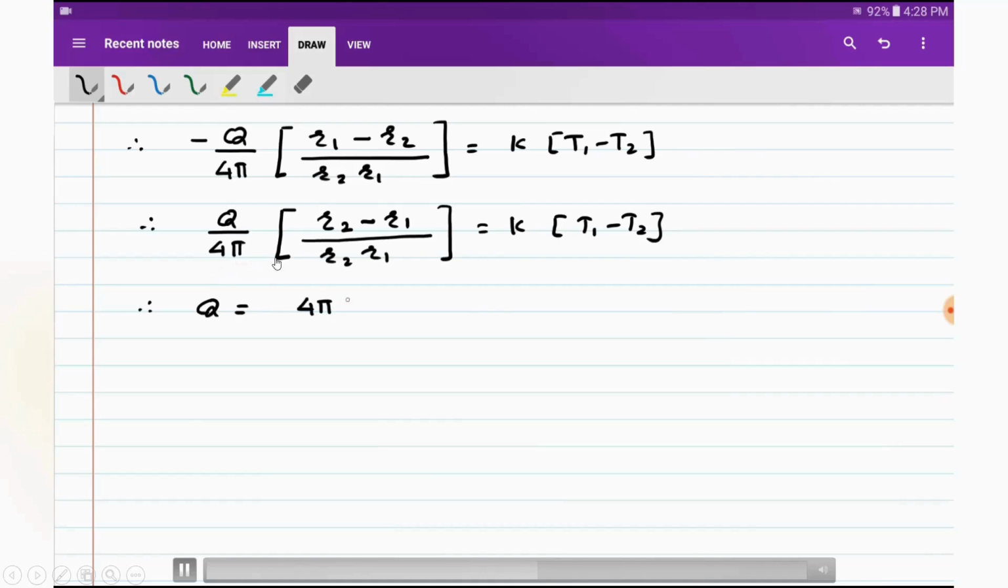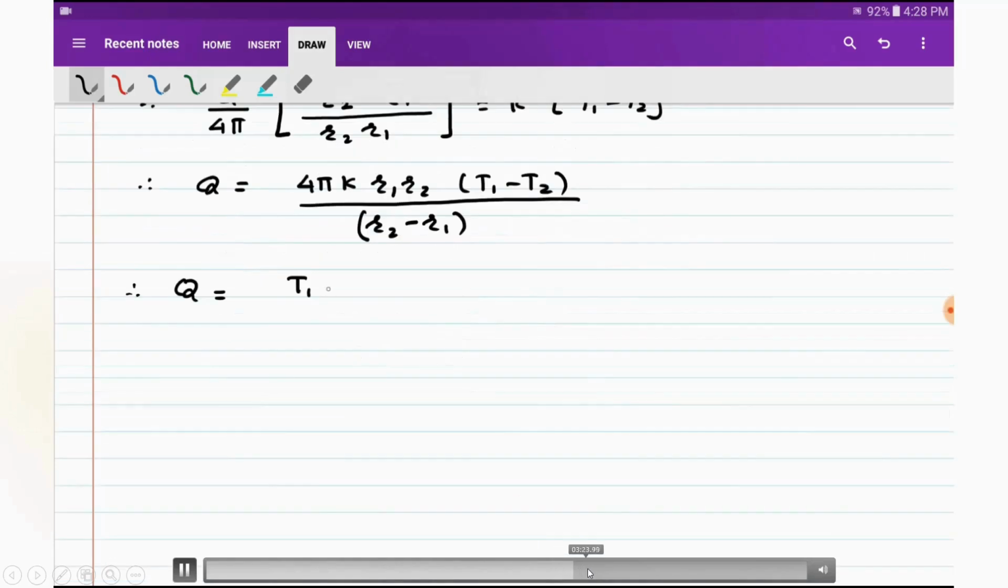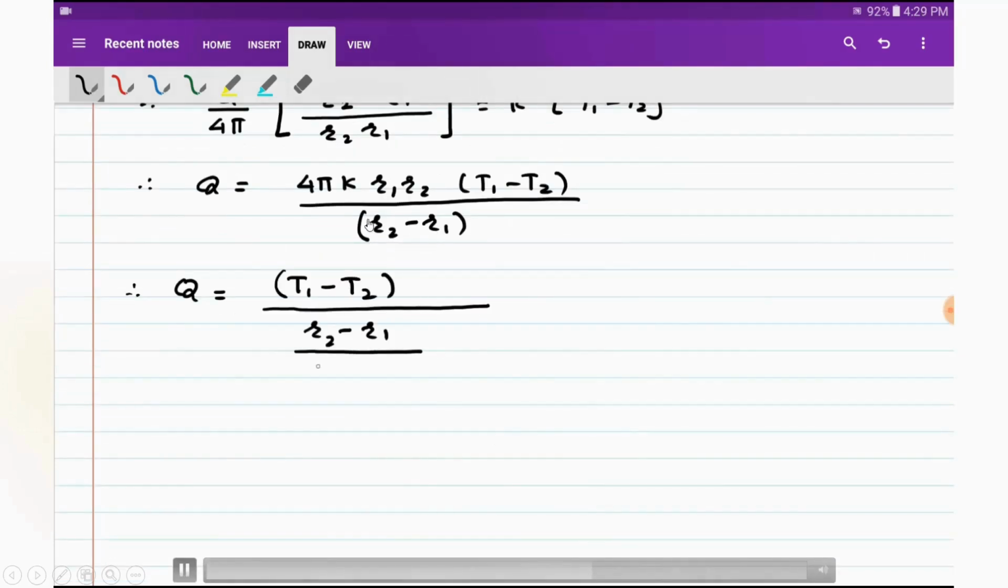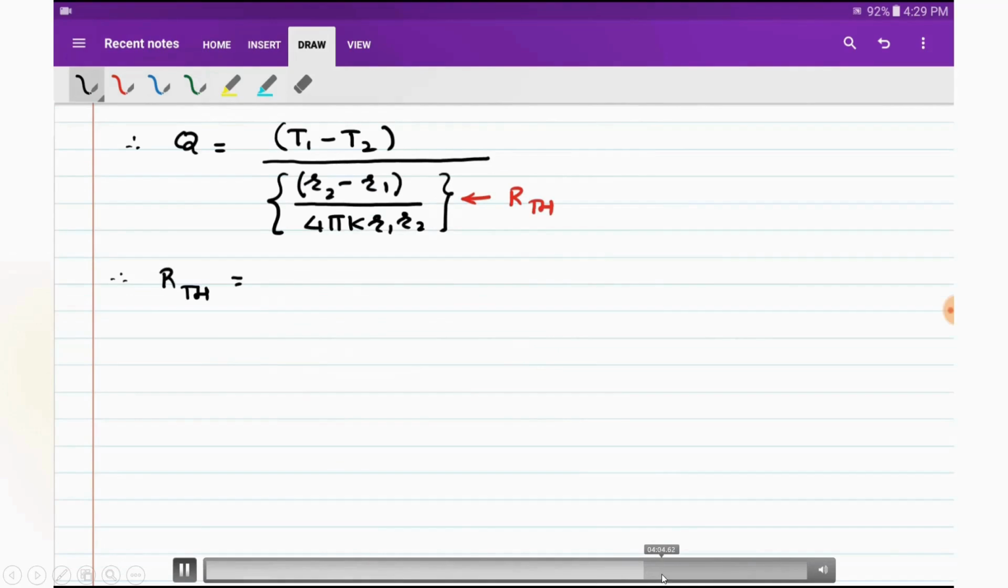Now we'll cross multiply by this term over here. So it is 4 pi K r1 r2 into T1 minus T2, just rearranging the terms, divided by r2 minus r1. So again, keeping the temperature difference in the numerator, we can say that r2 minus r1 divided by 4 pi K r1 r2, this entire term which is present in the denominator is the thermal resistance as per the electrical analogy. And let us see what are the units for this.